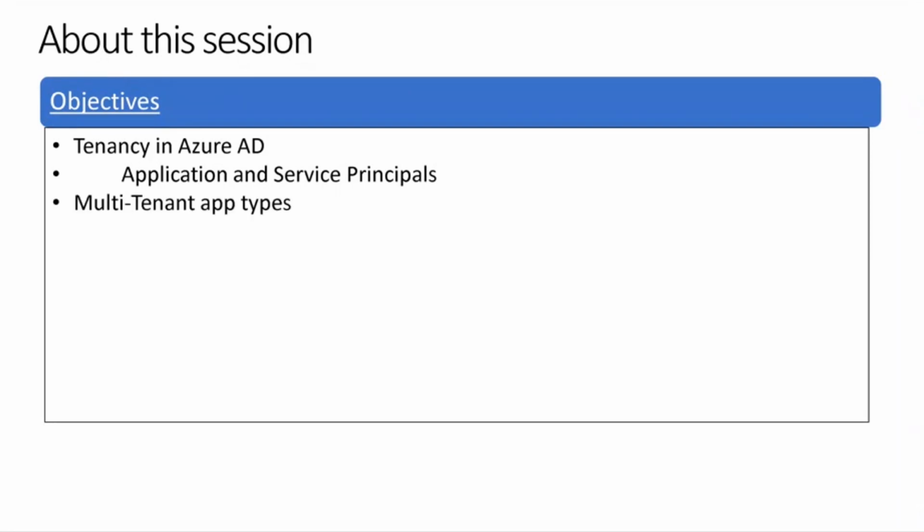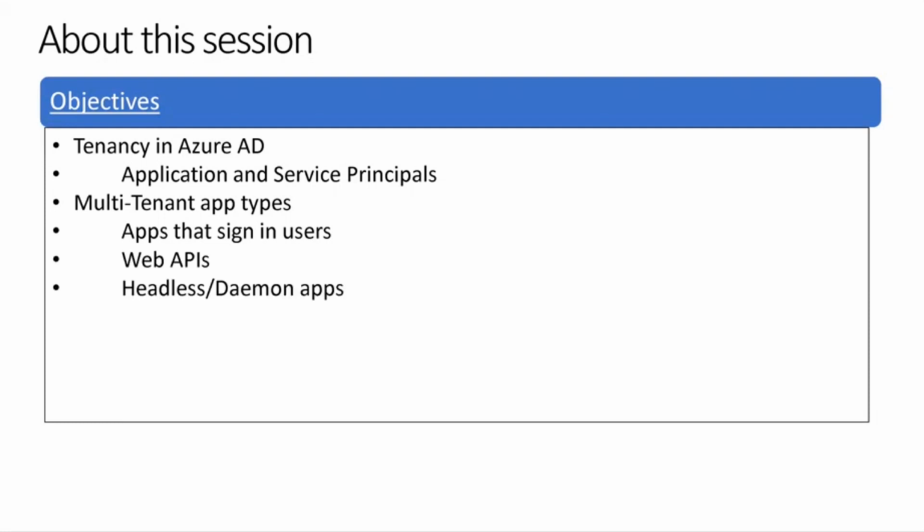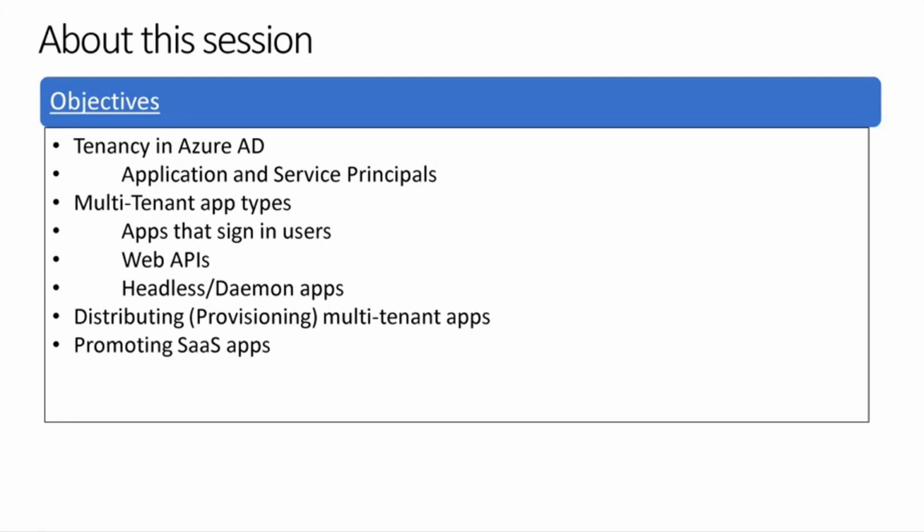Then we will cover the various types of applications and how you make them multi-tenant, starting with applications that sign in users, then talking about web APIs, and finally how headless or daemon or service applications can be made multi-tenant. Then we will cover a very important topic, which is how you distribute, or in our terminology, provision your multi-tenant applications in your customers' Azure Active Directory tenants.